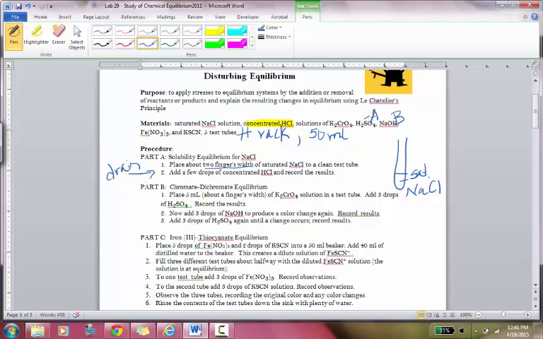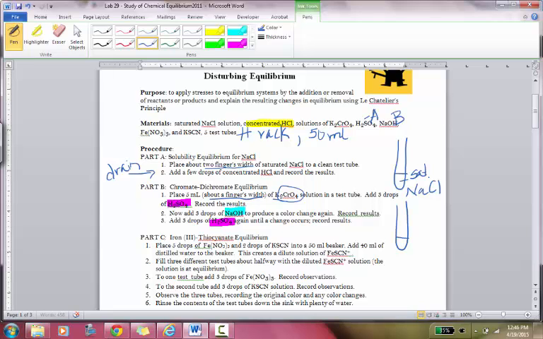In part B, the chromate dichromate equilibrium. As I mentioned earlier, you have 2 substances here. You have an acid in the form of H2SO4. You have a base in the form of sodium hydroxide, and you're going to be using each of those one at a time and adding it to a test tube that contains potassium chromate. In this test tube, it says to place about a finger's width. So notice this isn't 2 fingers, it is 1. You need less than you need up here.